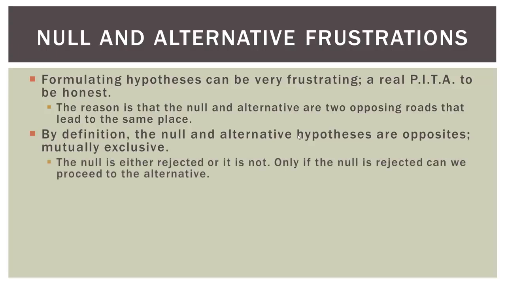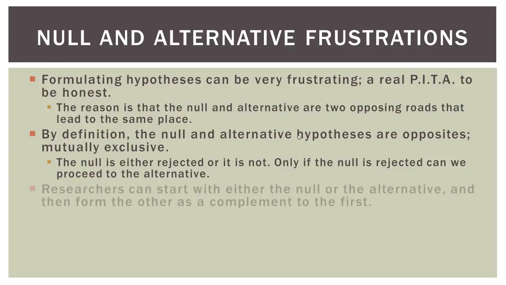Now, the null is either rejected or it's not. Only if the null is rejected can we proceed to the alternative. And that goes to the point we'll talk about here in a second, that everything is centered on the null hypothesis. We either reject it or we don't reject it. Then we proceed on to the alternative if we do reject it.